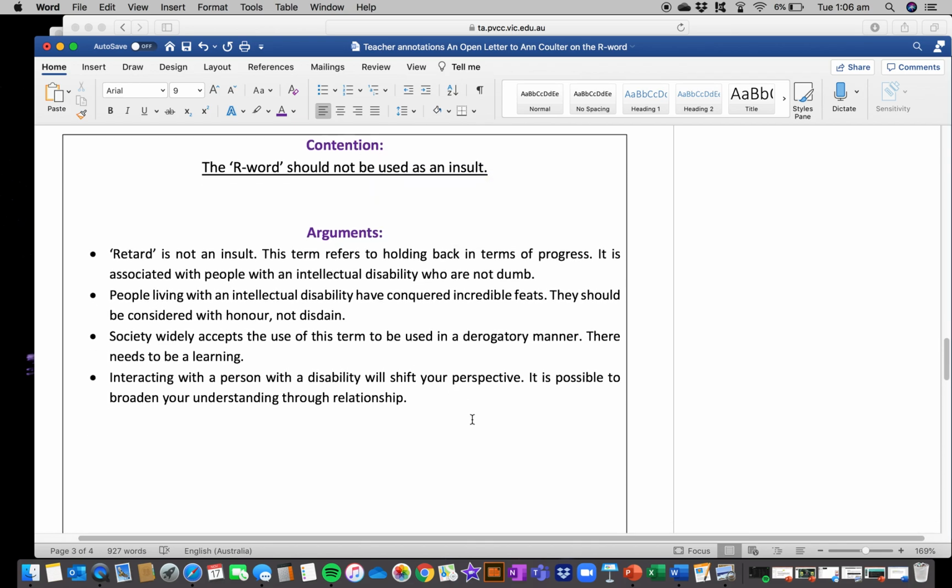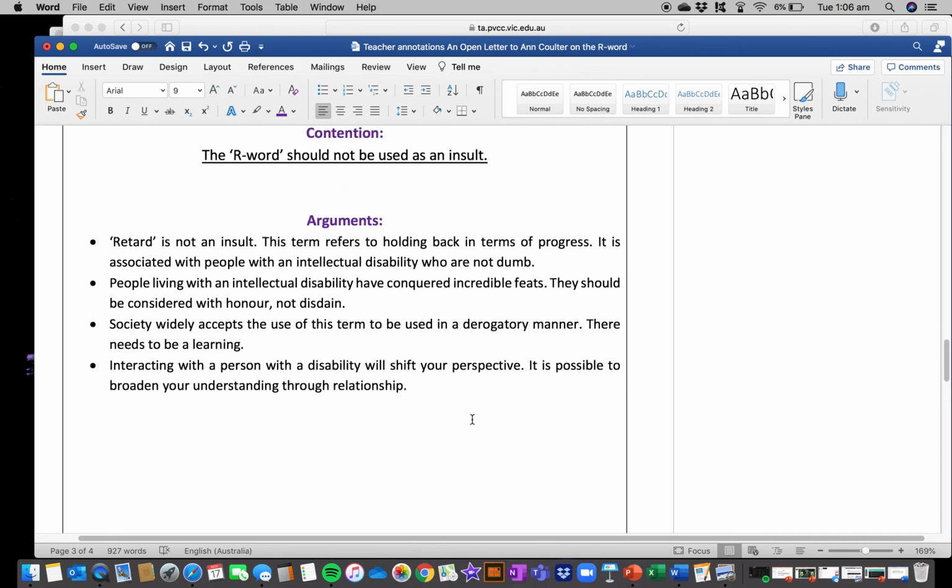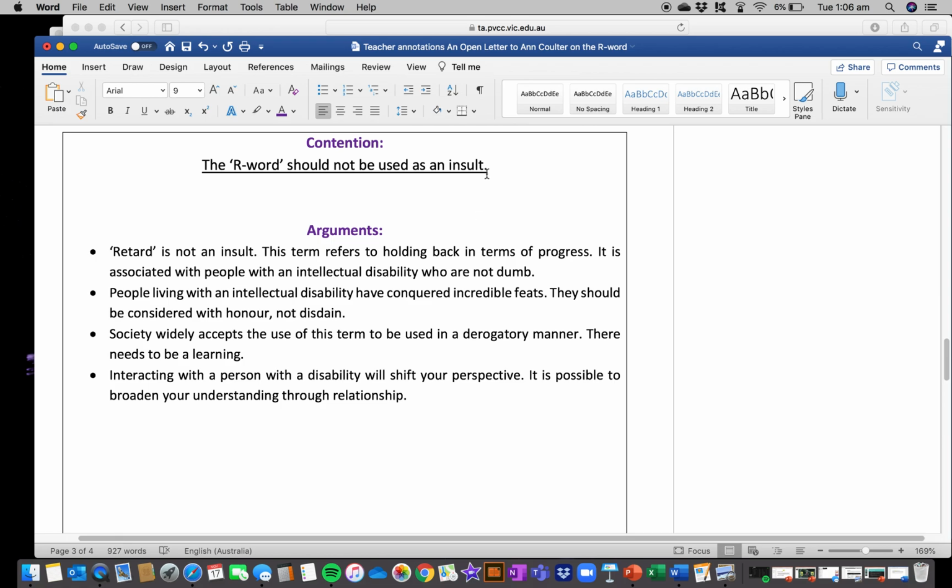So the first argument is, and again, it all comes back to the contention, guys. So remember, this is the main contention. These arguments support the contention. The first argument I found is that retard, the R word, is not an insult. This term refers to holding back in terms of progress. It is associated with people with an intellectual disability who are not dumb.